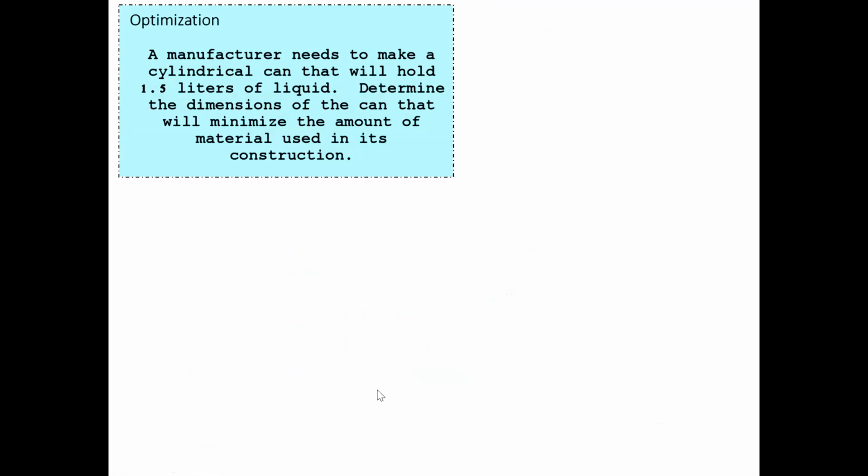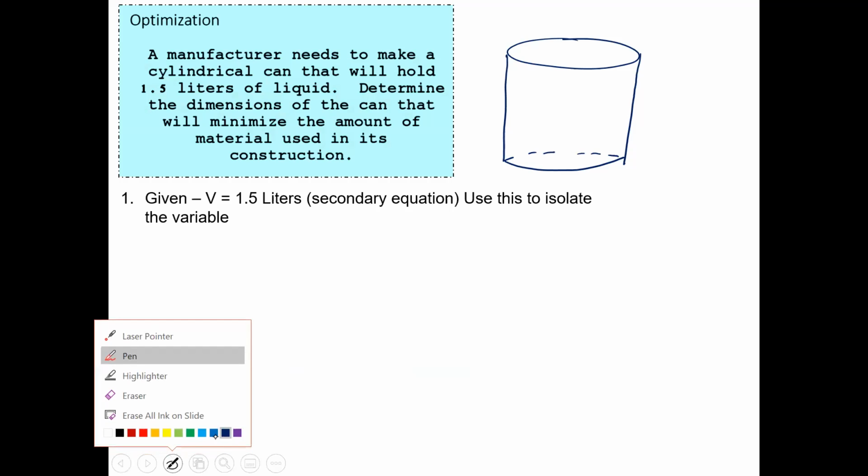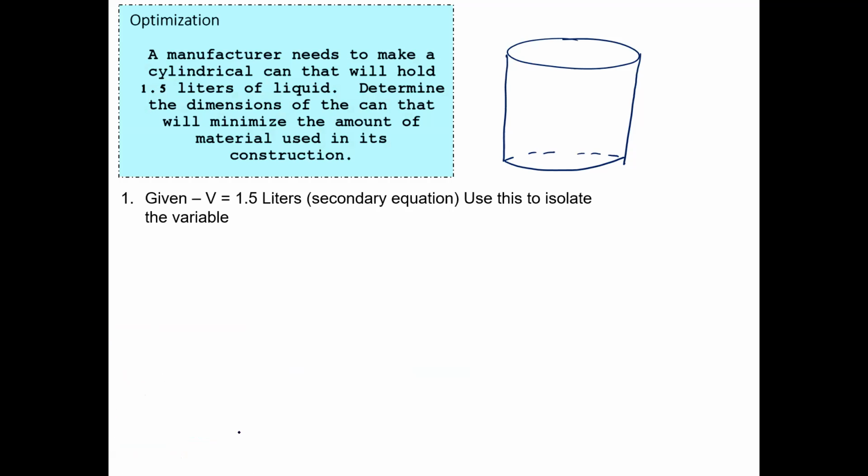So first thing you want to do is go ahead and draw a picture of this. It's making a cylindrical can. I decided to pick the same example because the other one is a cylindrical can as well, on related rates, and this one is a cylindrical can on optimization problems. With optimization, just remember you need to have a primary and a secondary equation.